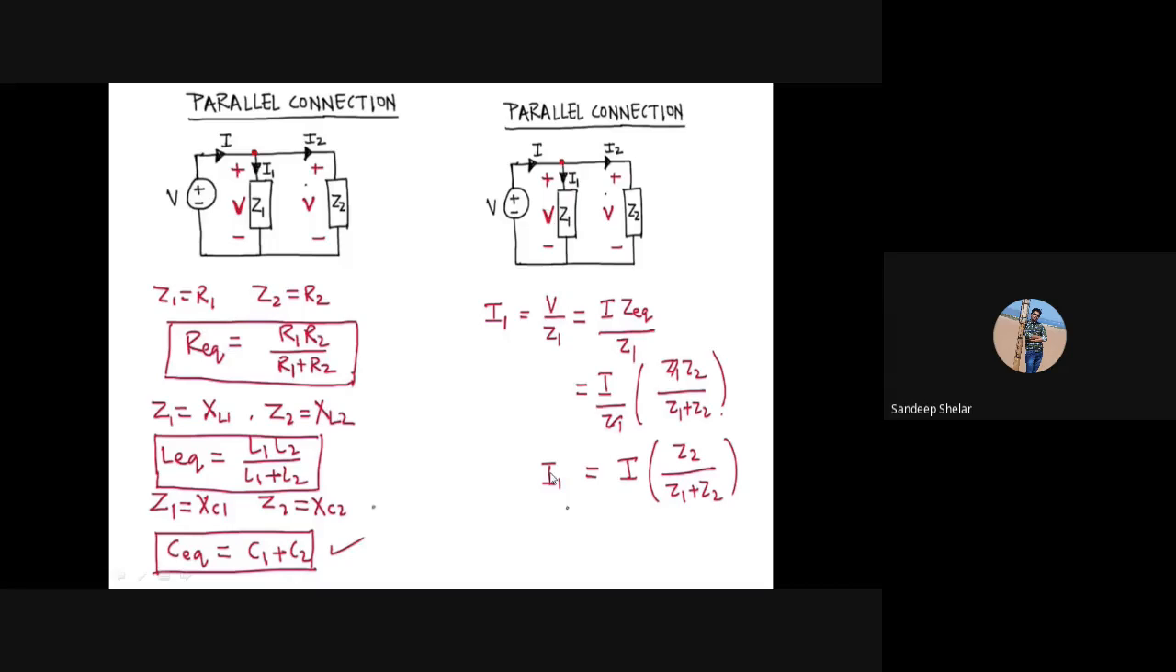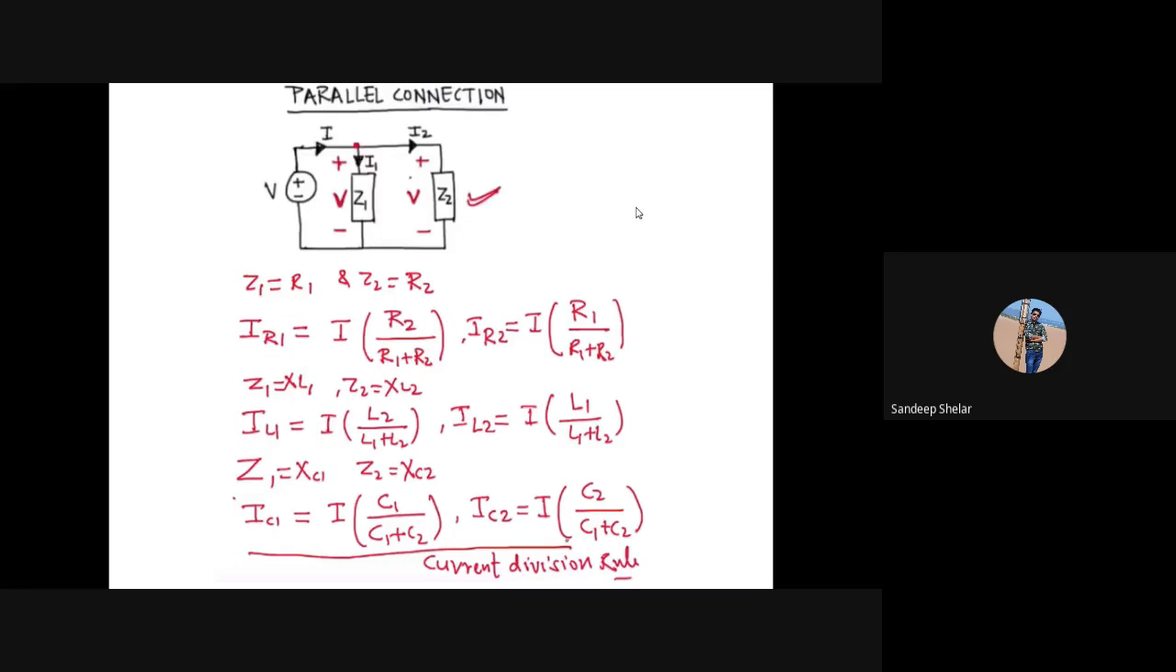That means this is the current flowing through Z1. Then also obtain the equation for I2 is equal to I into bracket Z1 upon Z1 plus Z2. This is the equation of I1 and I2. Okay, then also for the parallel connection we obtained the equivalent impedance and the current flowing through it. Okay, then the same circuit diagram is used for each concept.